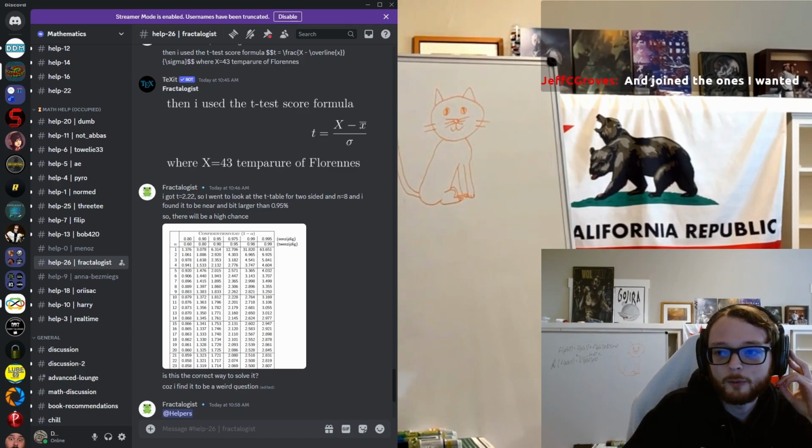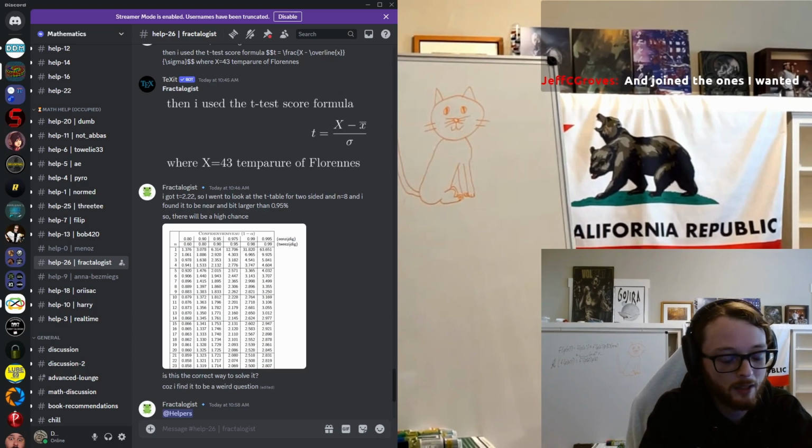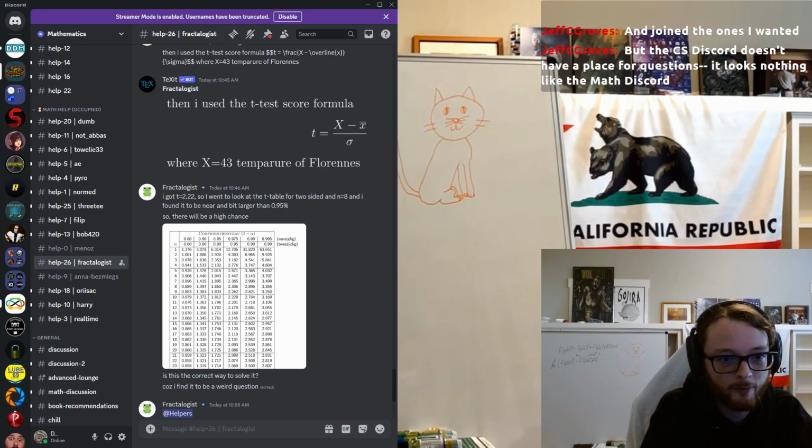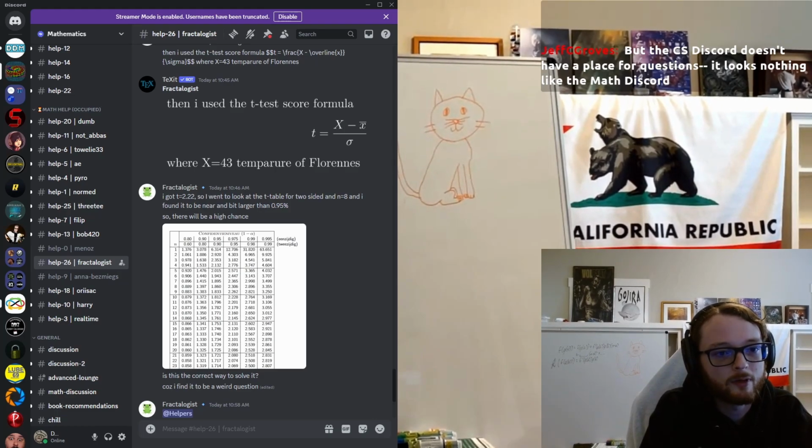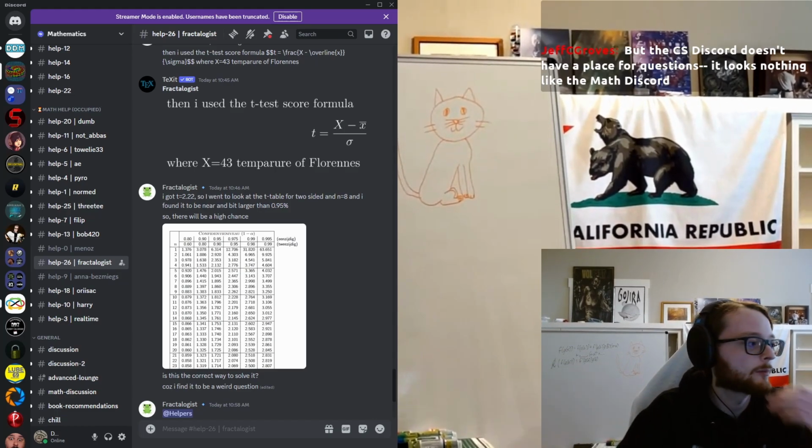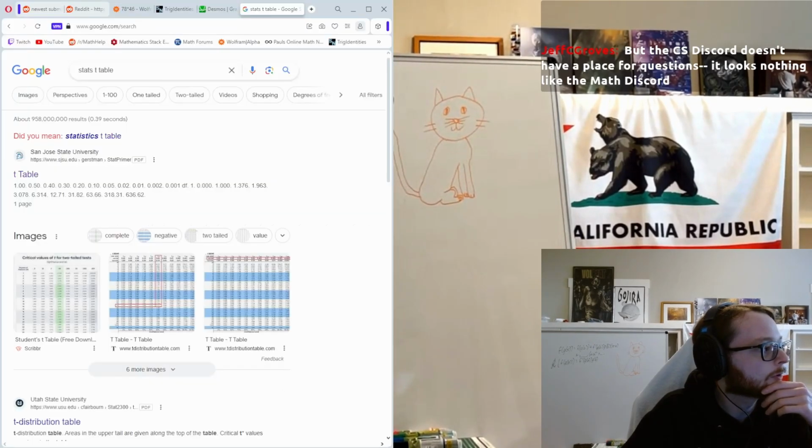So I want to just quickly look up a T table, because theirs is probably in Dutch or something like that. I just want to remember the context for what a T table actually means, because this is important to the question.